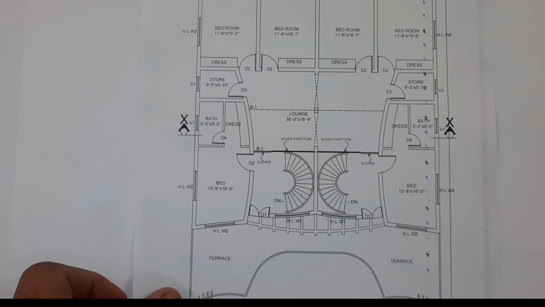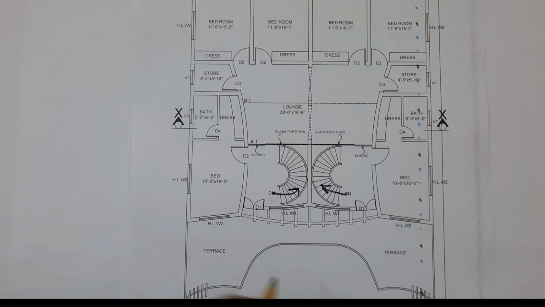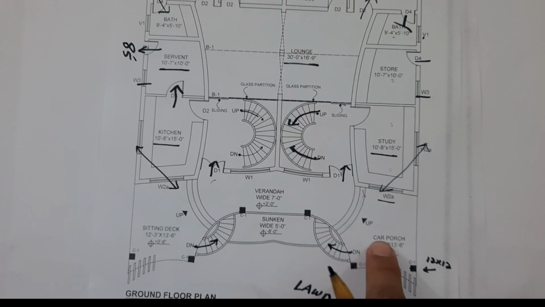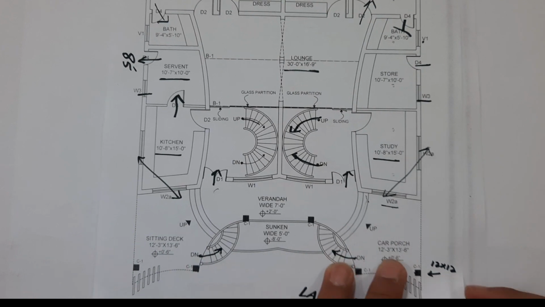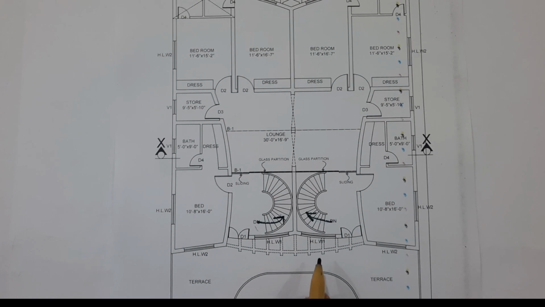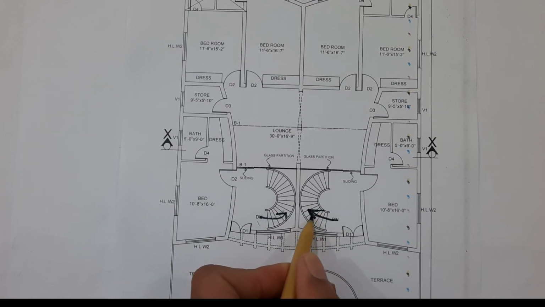Guys, you can see this is its first floor. So this is the down from the first floor, this is also down from the first floor, and this is the terrace which is designed on top of the car porch and also a sitting deck. Okay, so here guys, you can see its design on the first floor. So here you can go downward to the ground floor.